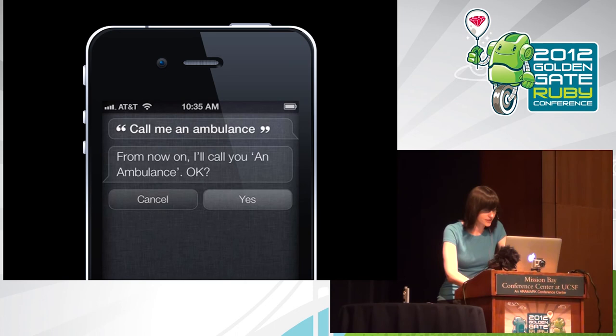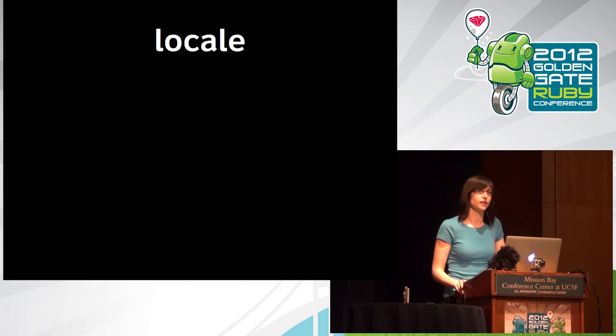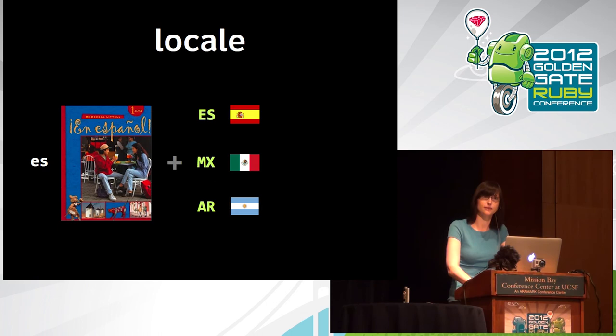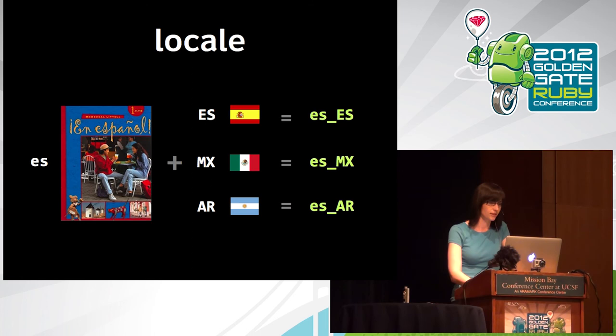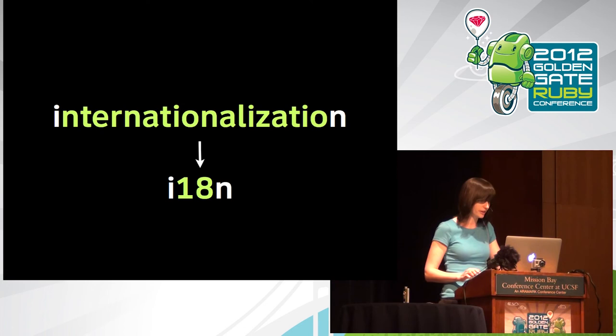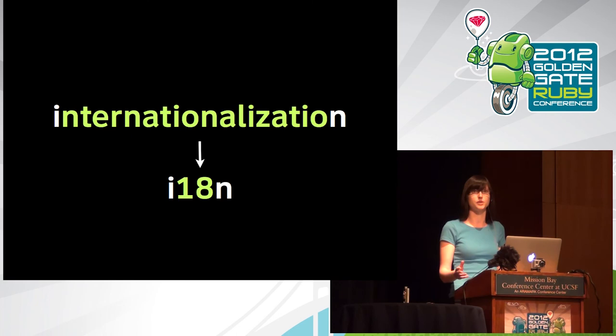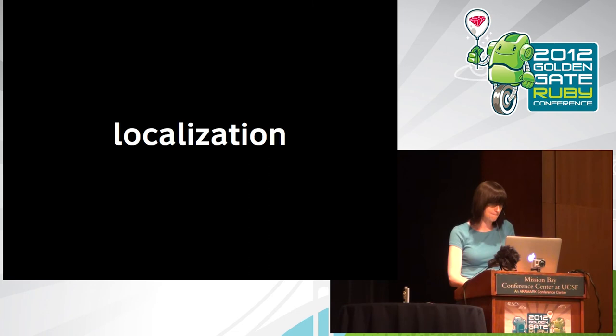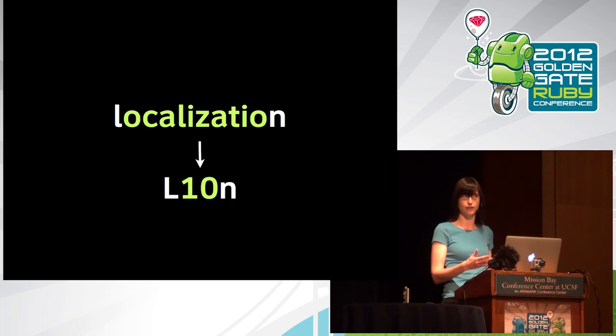So now on to some definitions. A locale, in the context of translation, is a combination of a language, like Spanish, and a country where it's spoken. We generally represent it like this, just joined by an underscore. Internationalization, which is a long word, which we sometimes abbreviate to I18N because of the number of letters, is the process of abstracting anything that's locale-specific out of the software to prepare it to be translated. Localization, not quite as bad a word, abbreviated L10N, is the process of actually providing those translations once you've already internationalized.